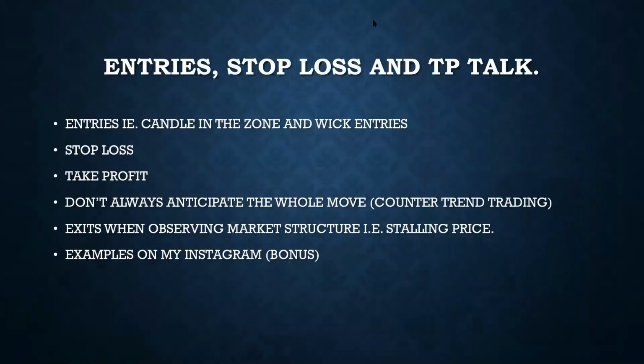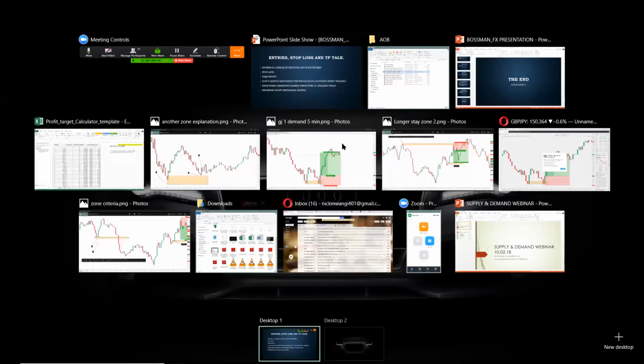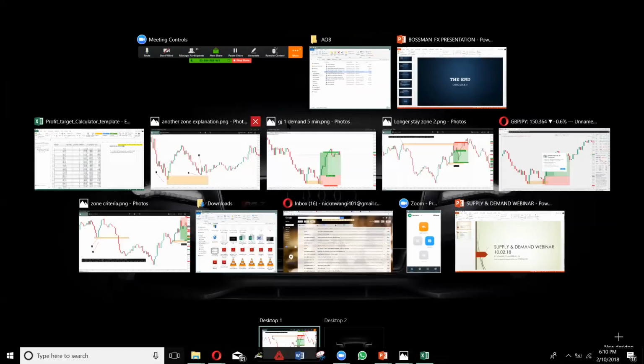Let's look for an example of a chart. I had a few examples here. Just let me close this one real quick.